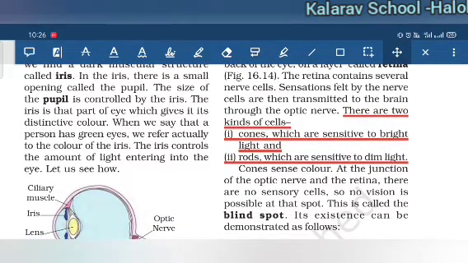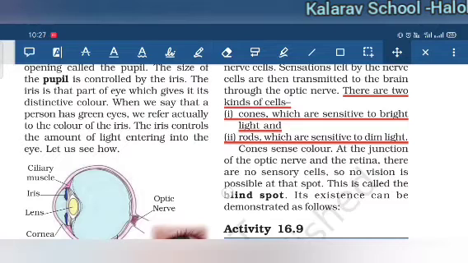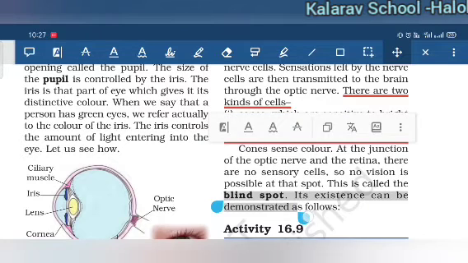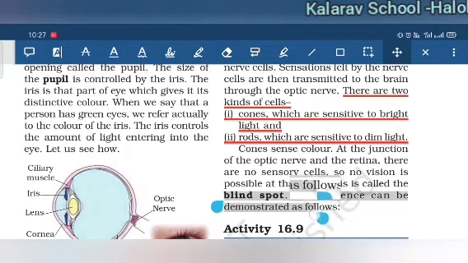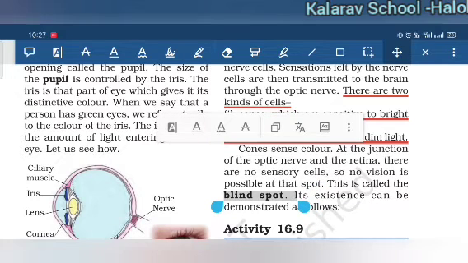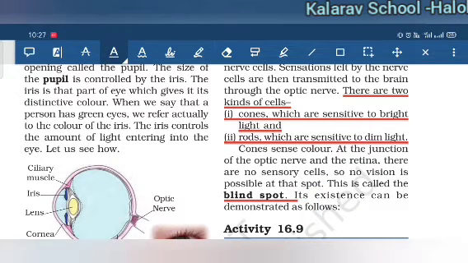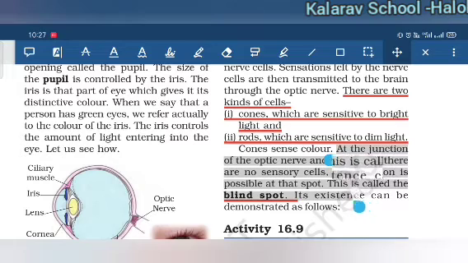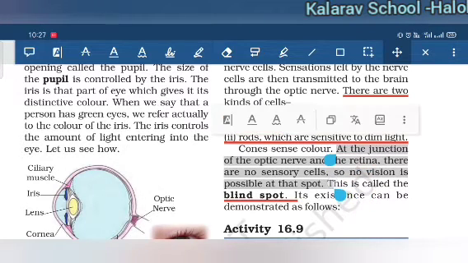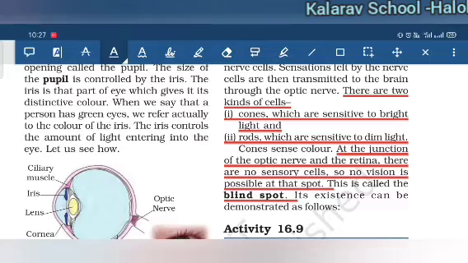So mainly we can say that due to cones we sense color. So here is a new term that is called blind spot. So what is blind spot? So blind spot is the junction of optic nerve and the retina where there is no sensory cells. So here you have to see what is blind spot. Blind spot is at the junction of the optic nerve and the retina where there is no sensory cells, which means no vision is possible at this spot. So this is called blind spot.